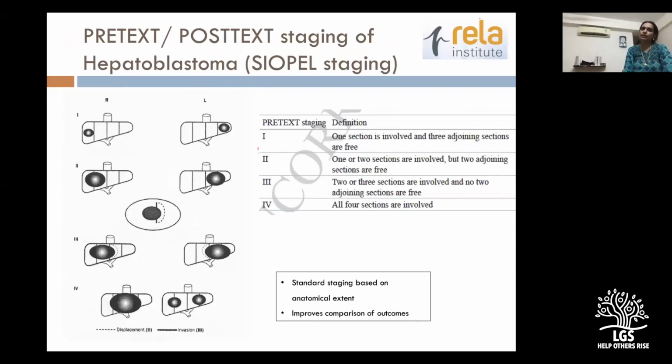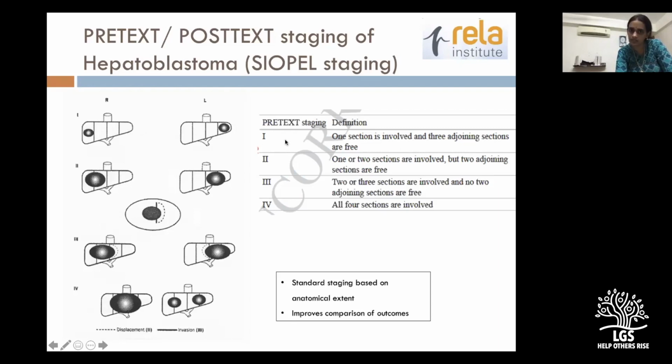Okay, coming to hepatoblastoma. This is the PRETEXT staging for pre-treatment and post-treatment extent of tumor. They have divided the liver into 4 sections. Let me briefly describe what these sections are, and then we can read up the staging. The section on the rightmost is the right posterior section, which is both segments 7 and 6. The next is the right anterior section, which is segments 8 and 5. This section here is segment 4, and this is the left lateral section, which is segments 2 and 3.